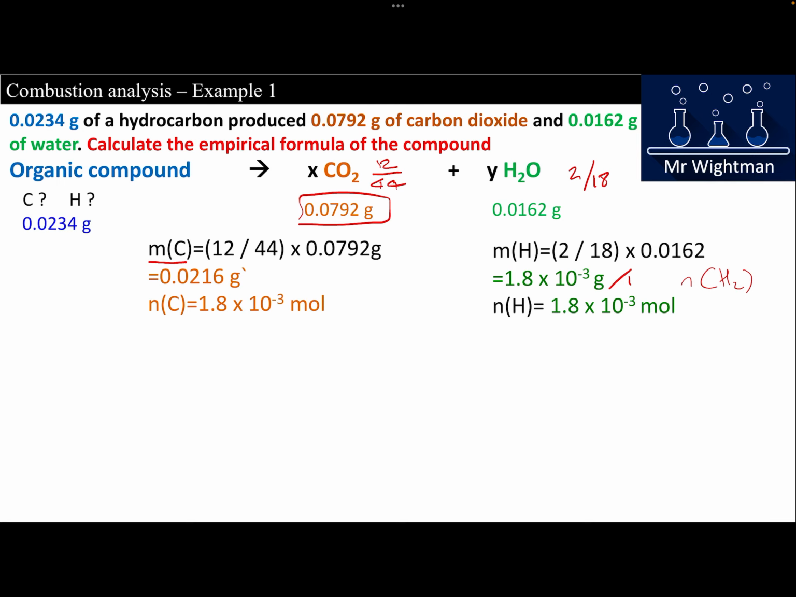Now we've got the moles of each, we can determine the empirical formula by dividing each by the smallest number of moles.